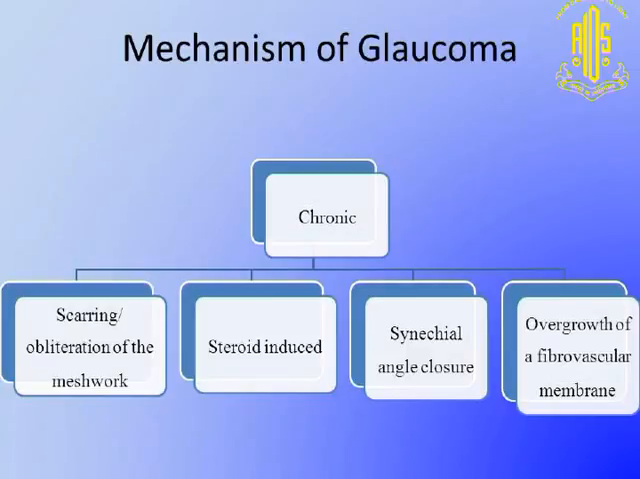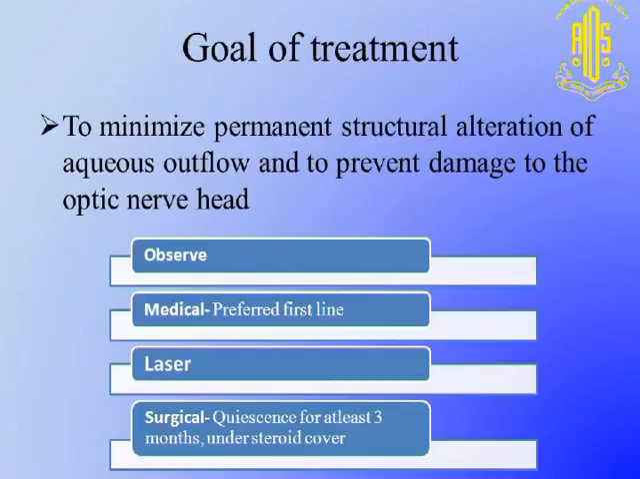So sometimes it might be very hard to differentiate what you are dealing with, whether it is steroid-induced glaucoma or a chronically elevated IOP because of damage to the trabecular meshwork. So you have to be careful and keep that in mind.